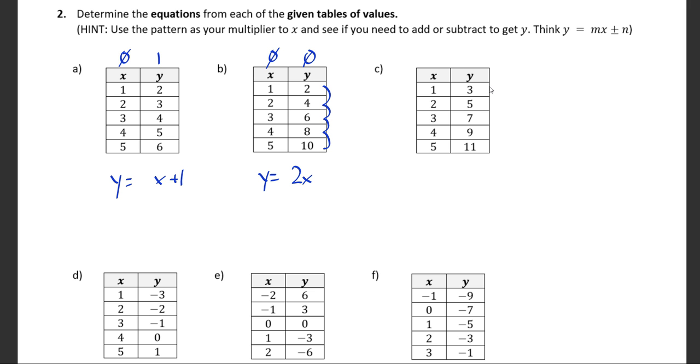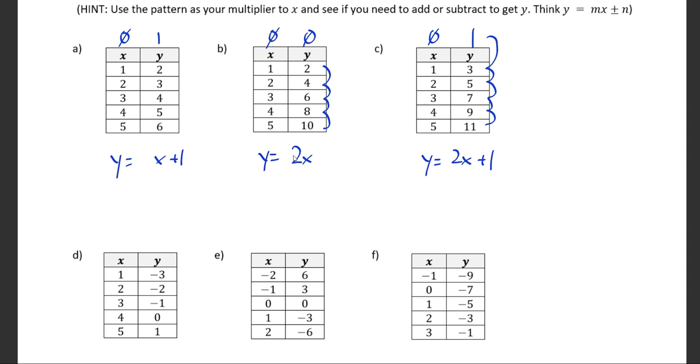Here, our y values are going up by 2, by 2, by 2, by 2. So I'm going to write y equals 2x. That's by 2. And if I were to continue back down to when x is 0, so 11, 9, 7, 5, 3, 1. 2x plus 1.